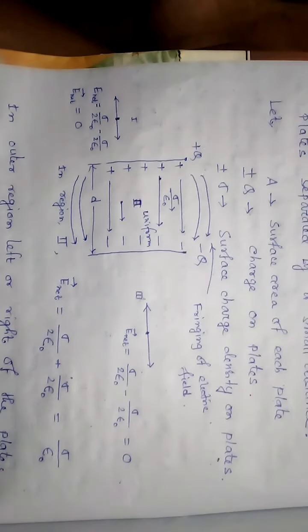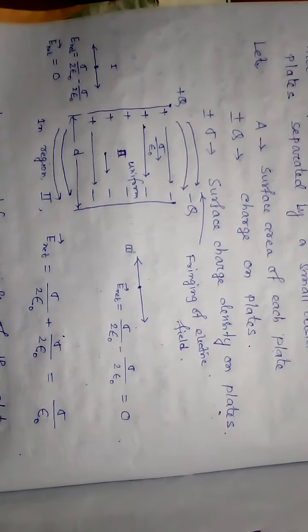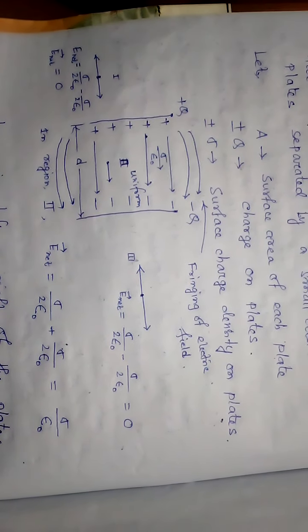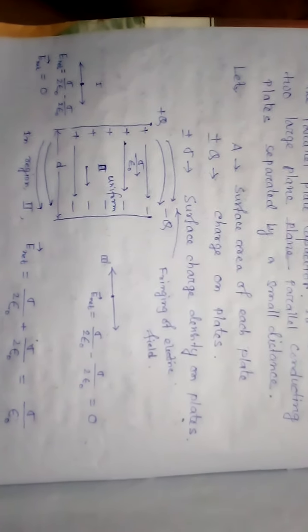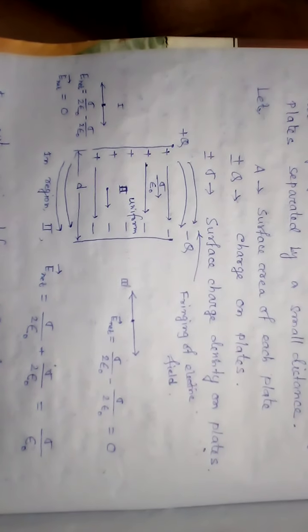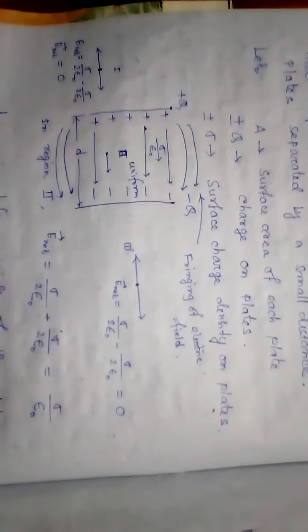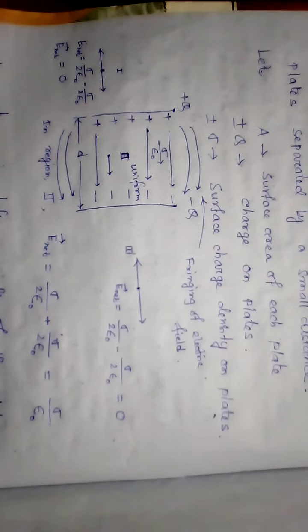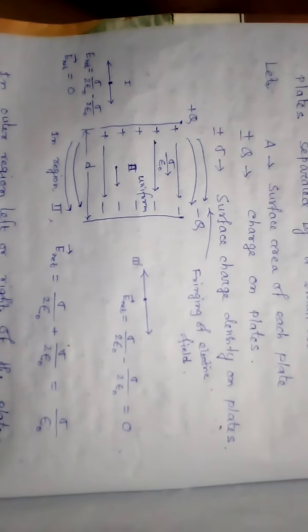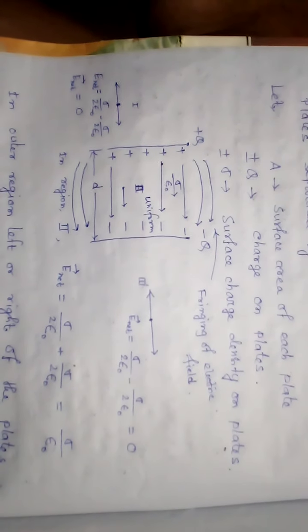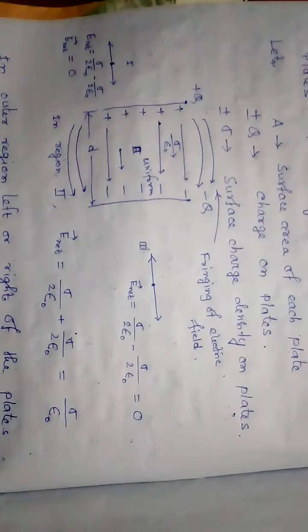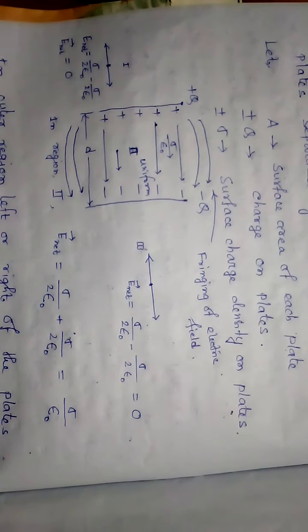One plate has positive charge and the other plate has the same amount of negative charge. A is the surface area of each plate. Plus q charge is accumulated on one plate and minus q charge is accumulated on the other plate. Plus sigma is the surface charge density on the positive plate, and minus sigma is the surface charge density on the negative plate.